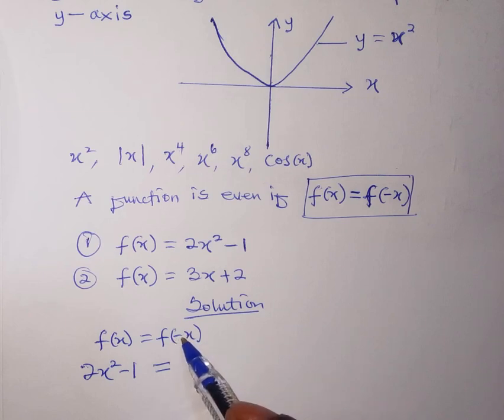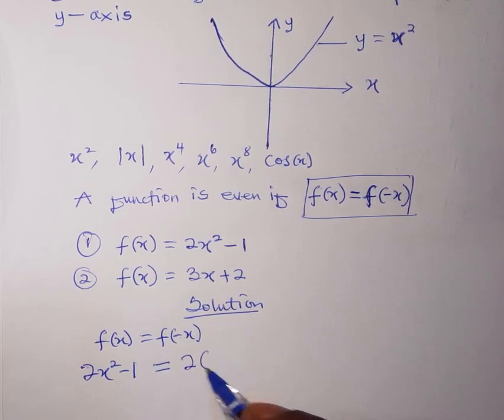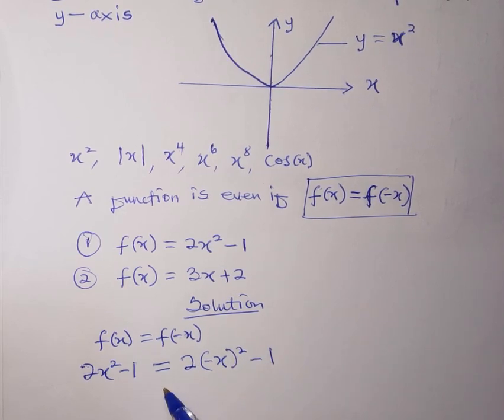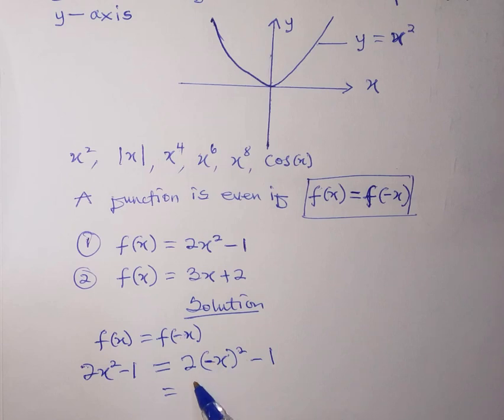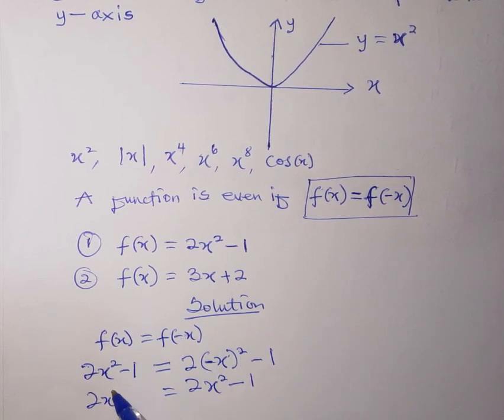So here what it means is that wherever I see x in the function, I should put negative x there. So it is going to be 2 open bracket negative x, I'm putting this in place of x, and they said I should square it, so I will square it, then minus 1. Now I know that when you square this, it will give me positive, because the square will affect the negative, so all will go positive. If that is the case, then 2 times x will give me 2x squared minus 1. So you realize that we still have the function.